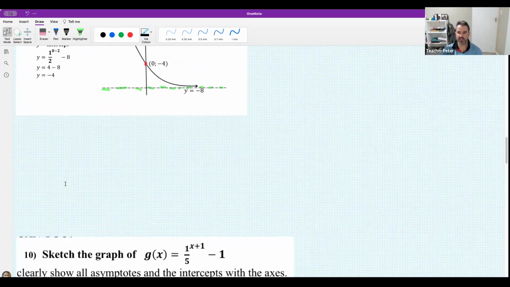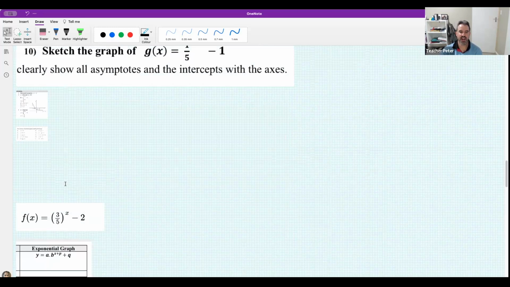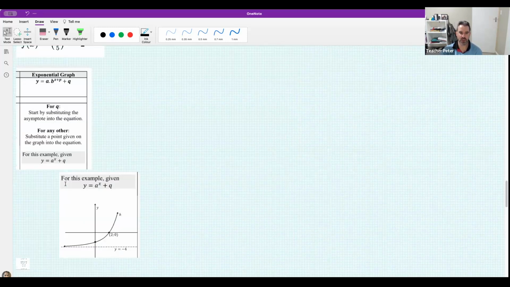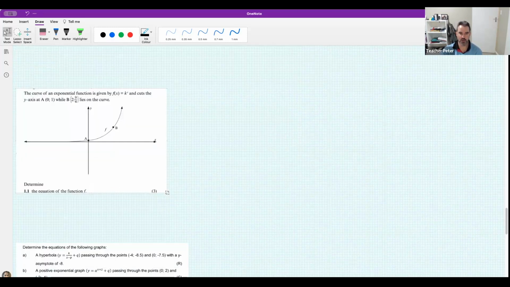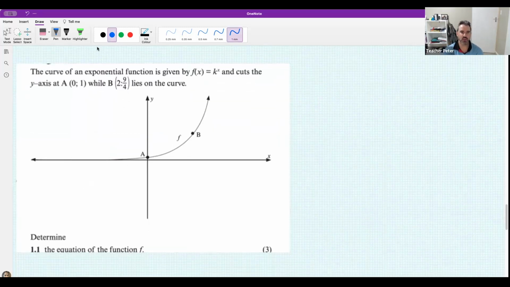Well, then you know what? I think we have sketched enough exponential functions. I think it's time to ask ourselves, how do we find the equation of an exponential function? So here is a piece of an old exam, and it says you are given an exponential function, and it's a very simple one. It's just f of x equals k to the x, but it says there are 2 points, (0, 1) and (2, 9/4), or a and b, that are on the graph. Can you find me the equation of this exponential function?